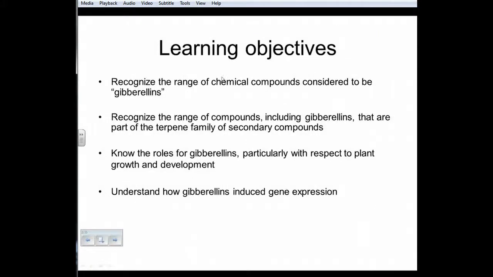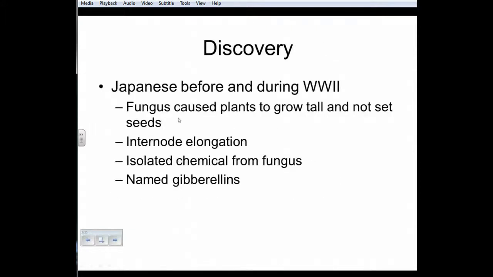And this is what we're going to talk about: the fact that they're terpenes, what a gibberellin looks like, what they do, and a little bit about gene expression, but not much.